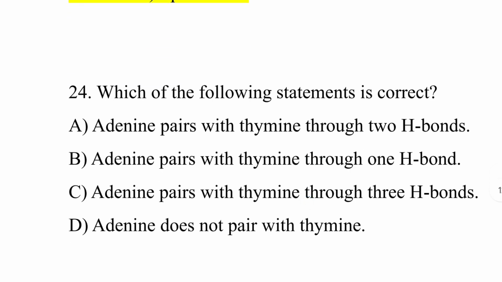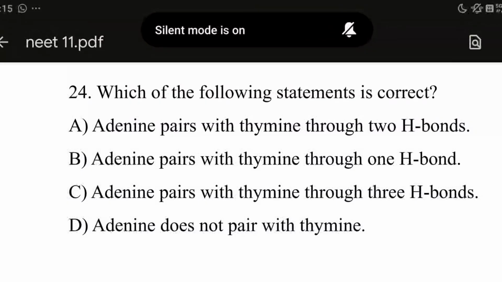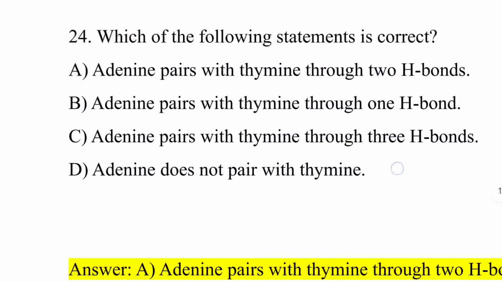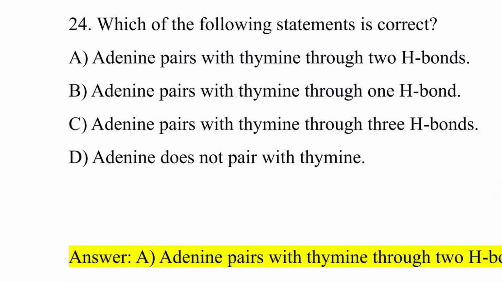Next, 24th question. Which of the following statements is correct? Option A, adenine pairs with thymine through 2 H bonds. Option B, adenine pairs with thymine through 1 H bond. Option C, adenine pairs with thymine through 3 H bonds. Option D, adenine does not pair with thymine. The correct answer is option A, adenine pairs with thymine through 2 H bonds.